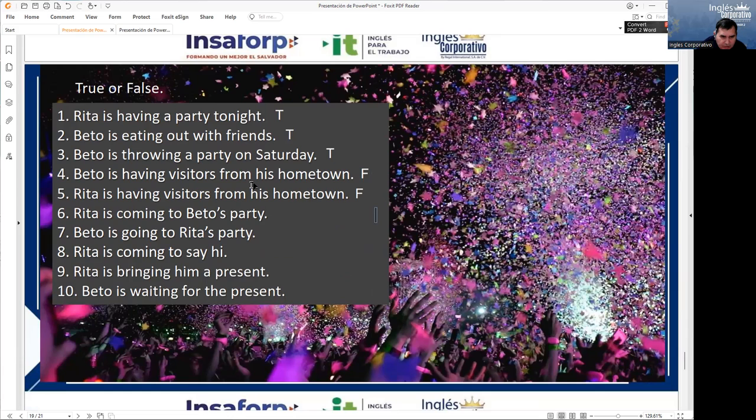Rita is having visitors from her hometown. True. Rita is coming to Beto's party. Beto is going to Rita's party. Rita is coming to say hi. Rita is bringing him a present. Beto is waiting for the present.